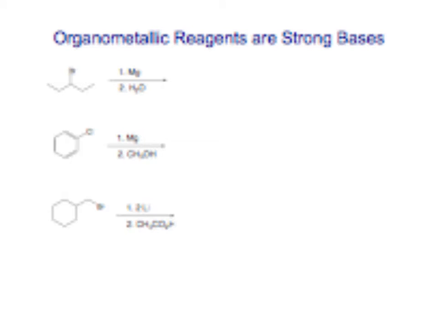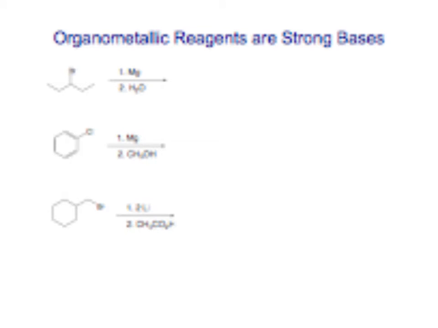So if we generate a Grignard or an organolithium, and we react that organometallic reagent with anything that has an acidic proton on it, all we get is acid-base chemistry. Usually acid-base chemistry is faster than nucleophilic attack.